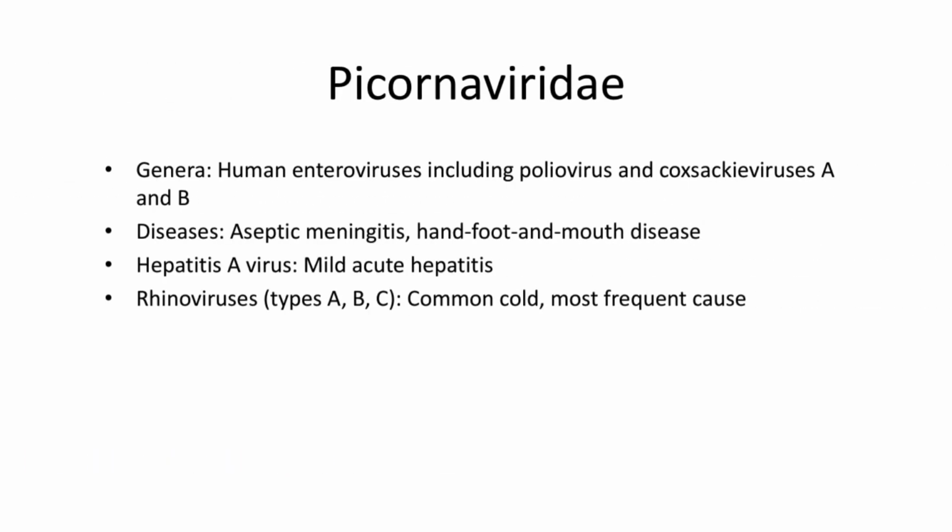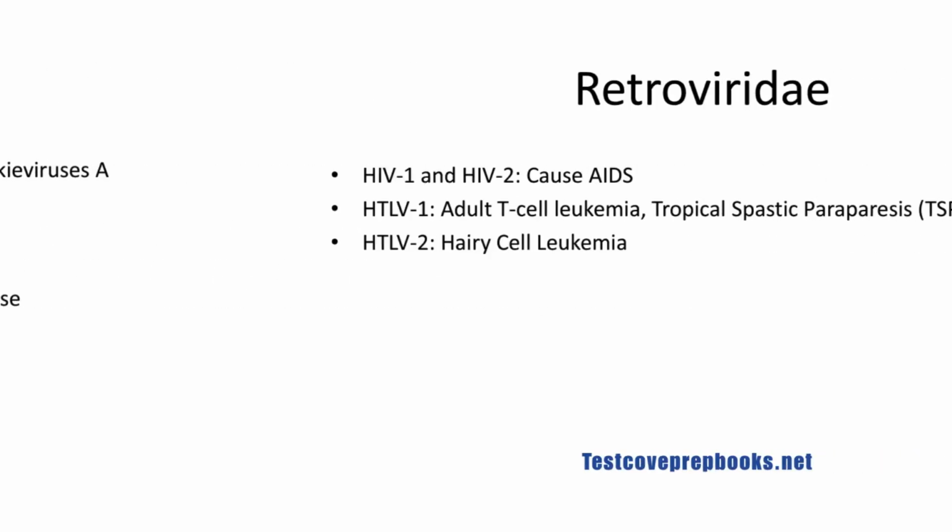Picornaviridae encompasses many human enteroviruses, including poliovirus, which causes poliomyelitis, and Coxsackie viruses A and B, which cause hand, foot, and mouth disease as well as aseptic meningitis. Hepatitis A virus is also part of this family and produces mild acute hepatitis. Rhinoviruses, the most common cause of the common cold, also belong to this family.